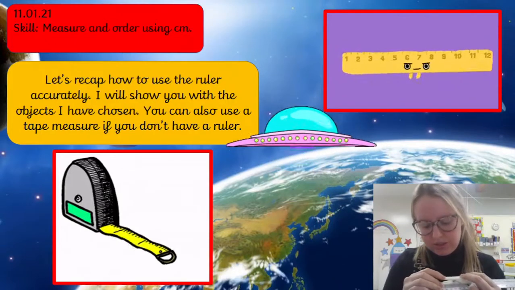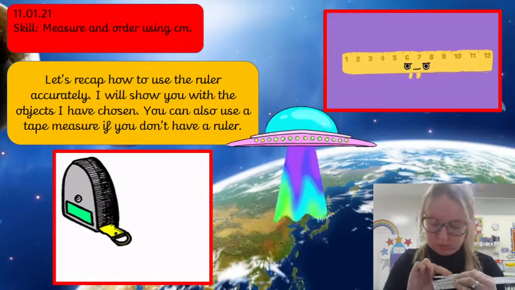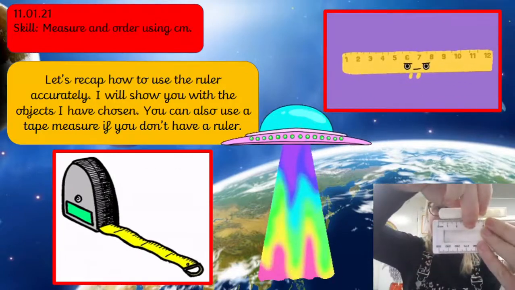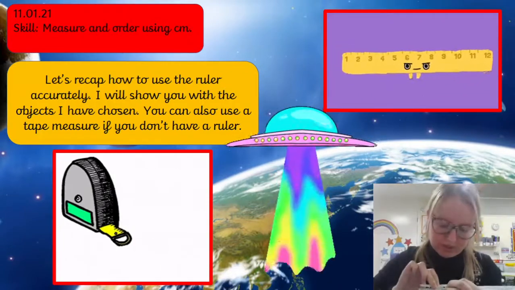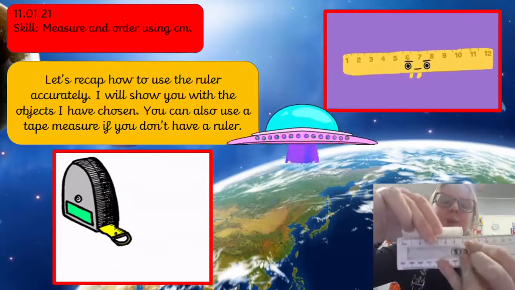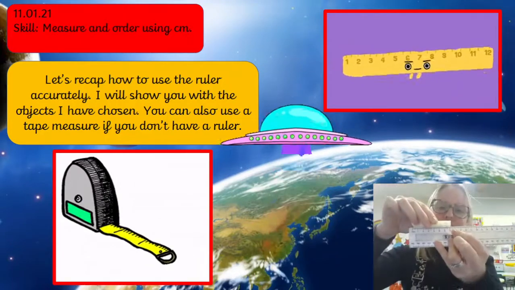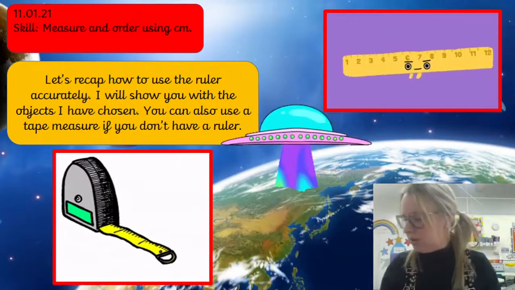peg is lined up with the 0 like that, and now I look at the end of my peg to see how long it is, and that is my measurement right there. Can you see? Number 7. So my peg is 7 centimetres long.